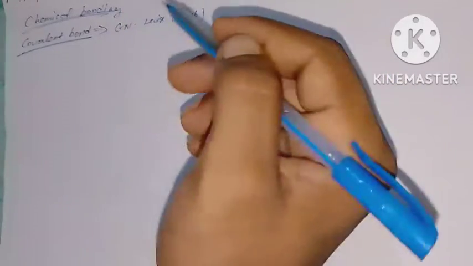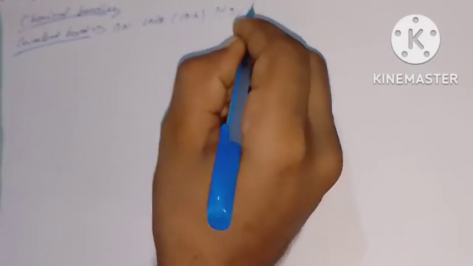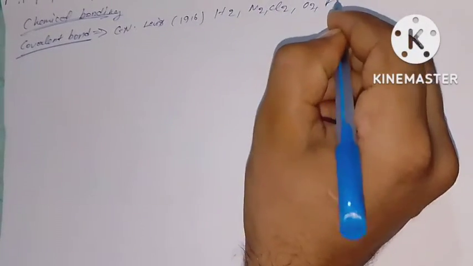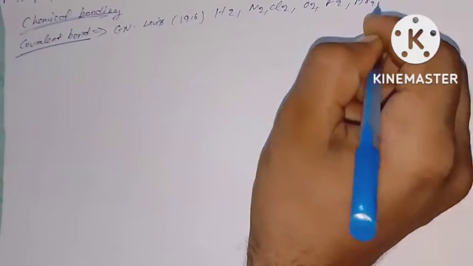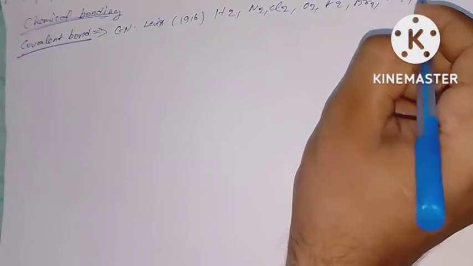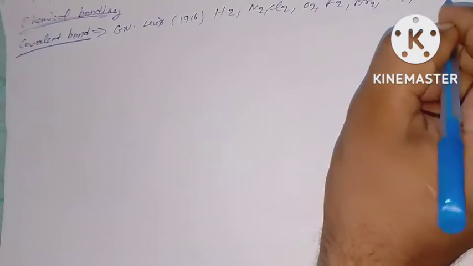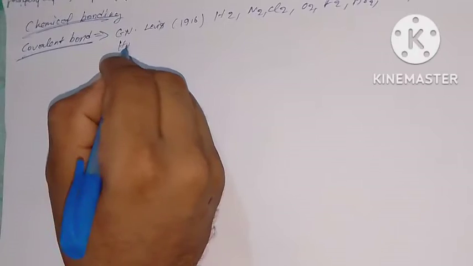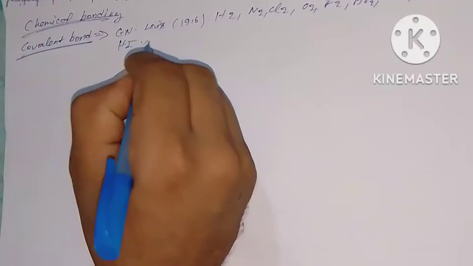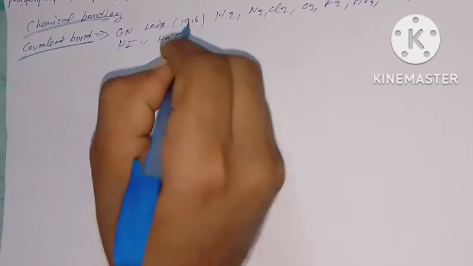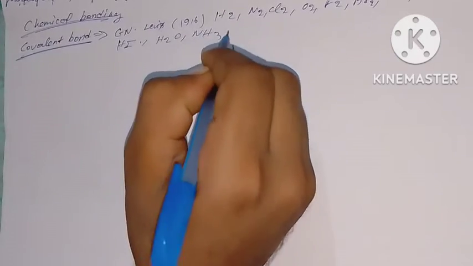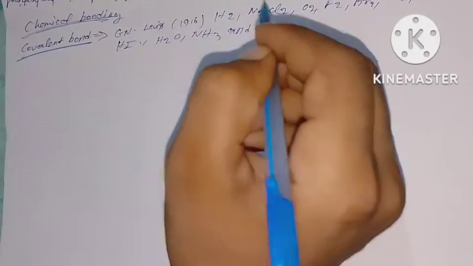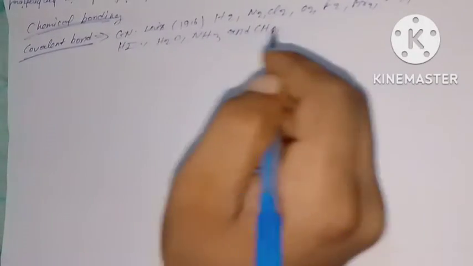Thus H2, N2, Cl2, O2, F2, Br2, I2, HCl, HBr, HI, H2O, NH3, CH4, and so on, are covalent bonds.